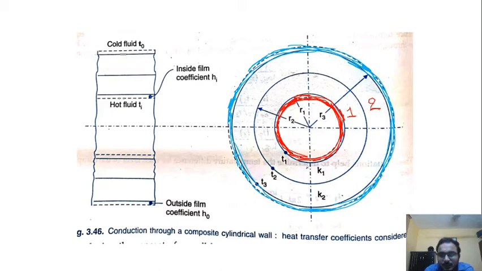As usual, we are having thermal conductivity K1 and K2 over here, and the temperatures are T1, T2 and T3, and the same thing can be seen here. Here the inside film coefficient is Hi and the outside film coefficient is Ho. These are heat transfer coefficients, and if you recall, for these two layers we need to apply Newton's law of cooling. So I would suggest you draw this figure in your notebook so that it will be easy for you to understand the equations in the next slide.